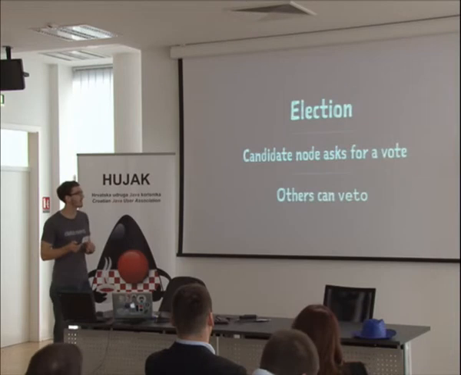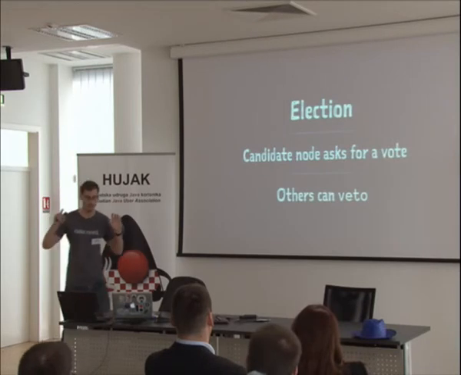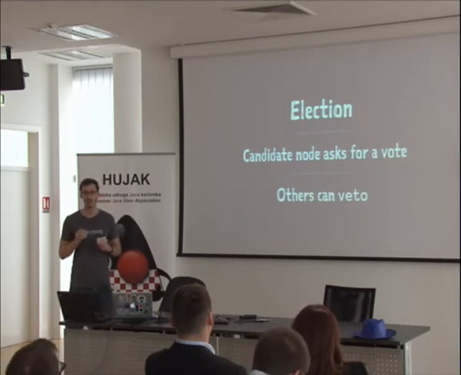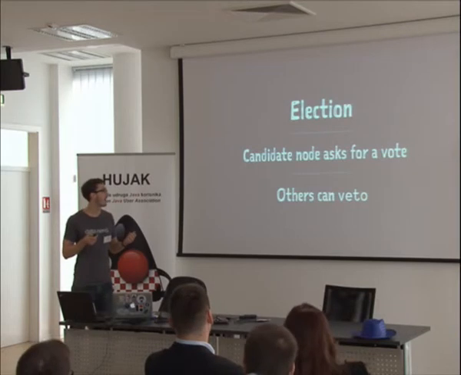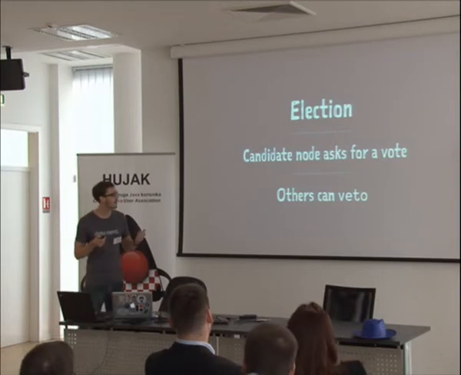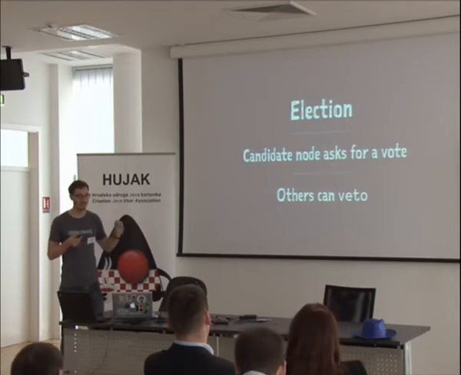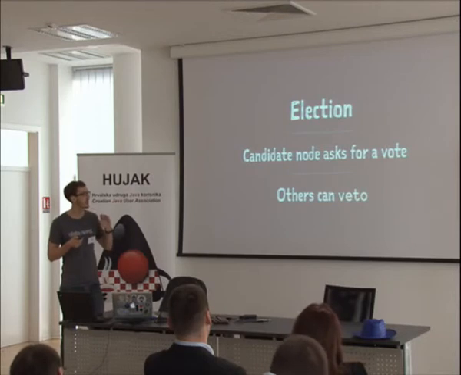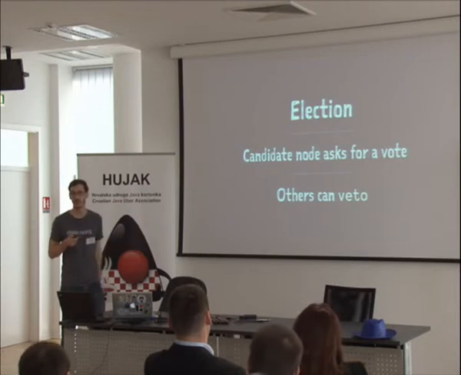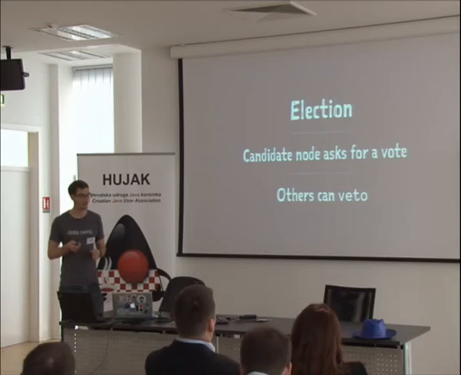And then the new node says, okay, I follow all the rules, vote for me. And then the other nodes will say, okay, I will vote for you. But if they say, okay, you have old data or you don't have enough connections or something like that, they can also veto and then tell the node you cannot become primary, and then the voting process will start again.